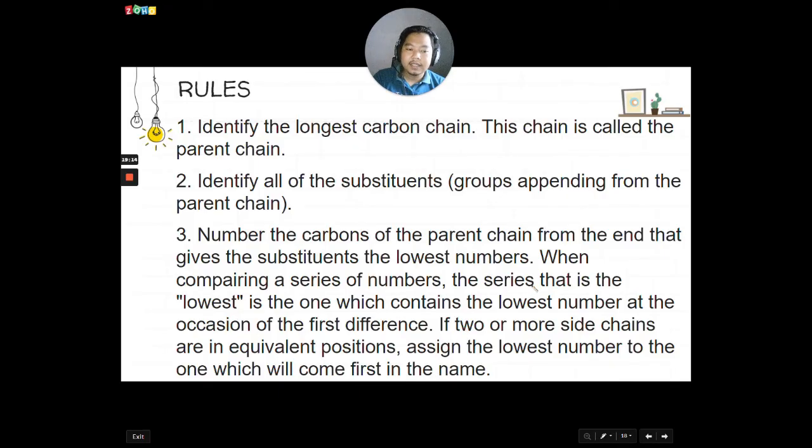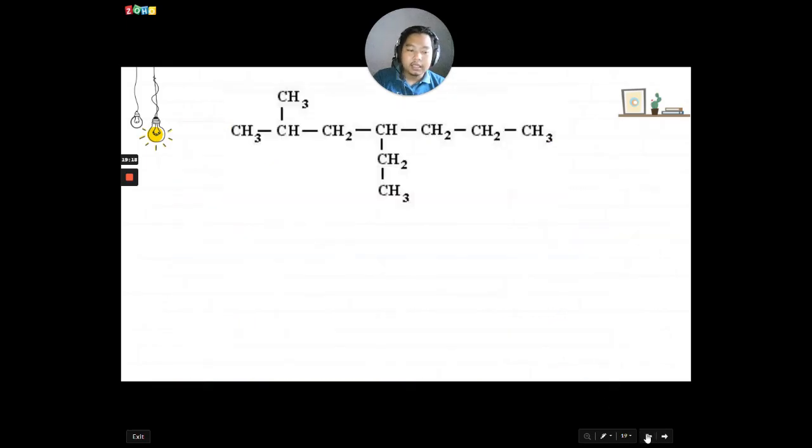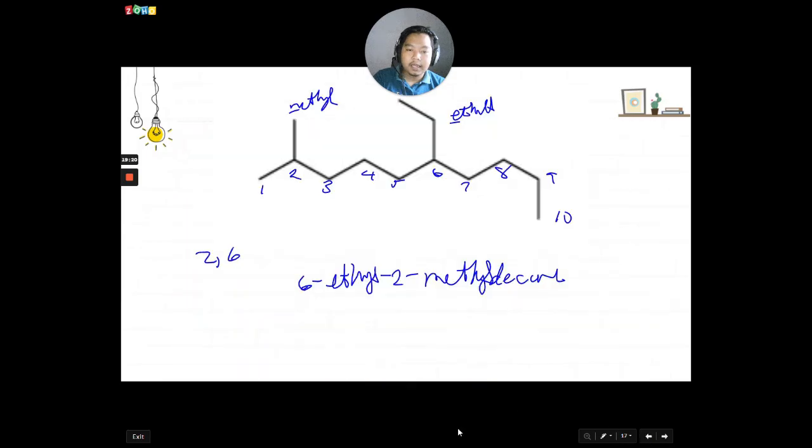Say, for instance, we have this kind of example. Let's go back here. What if I have this kind of example? I have a methyl here, and an ethyl here. Now, 1, 2, 3, 4, 5, 6, 7, 8, 9. That's a nonane. 1, 2, 3, 4.